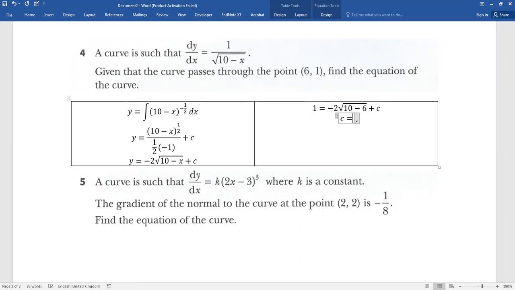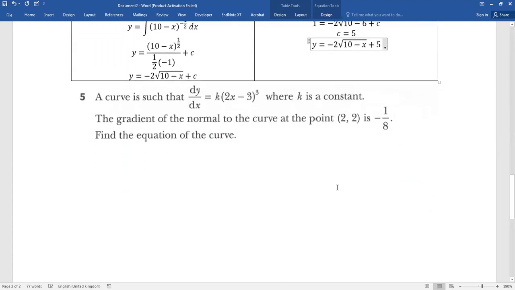Sorry, part 4. I'm asking about 4. What is the value of c that you got? So c is equal to 5. The equation is simply this. This is what you're getting. Yes, sir. Well done. Now, moving on to the next one.